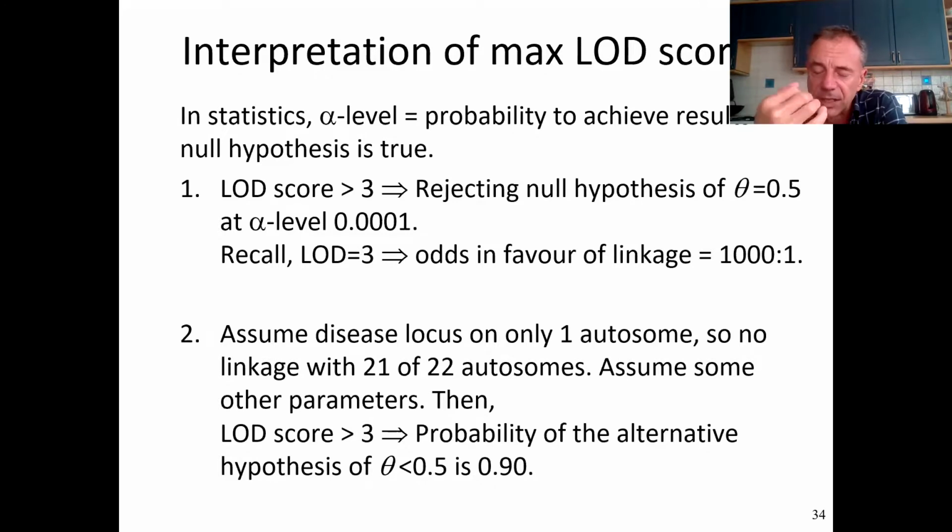A likelihood ratio statistic of 14 with 1 degree of freedom has a p-value of, as it happens, 0.0001. So people don't talk about it much, but actually a lod of 3 is equivalent to a p-value of 0.0001, as it happens. So that's one way of thinking about it.